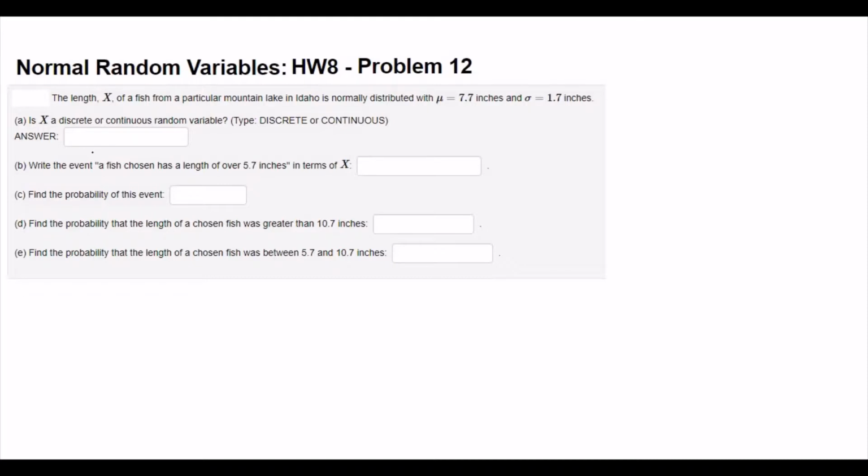Problem number 12. The length X of a fish from a particular mountain lake in Idaho is normally distributed with mu 7.7 inches and sigma 1.7 inches. So we have a normal distribution with 7.7 mu and 1.7 standard deviation. Is X a discrete or continuous random variable? In our case, the length of a fish is a continuous random variable. B. Write the event a fish chosen has a length of over 5.7 inches in terms of X. So that means X is greater than 5.7. Find the probability of this event, meaning the probability that X is greater than 5.7.